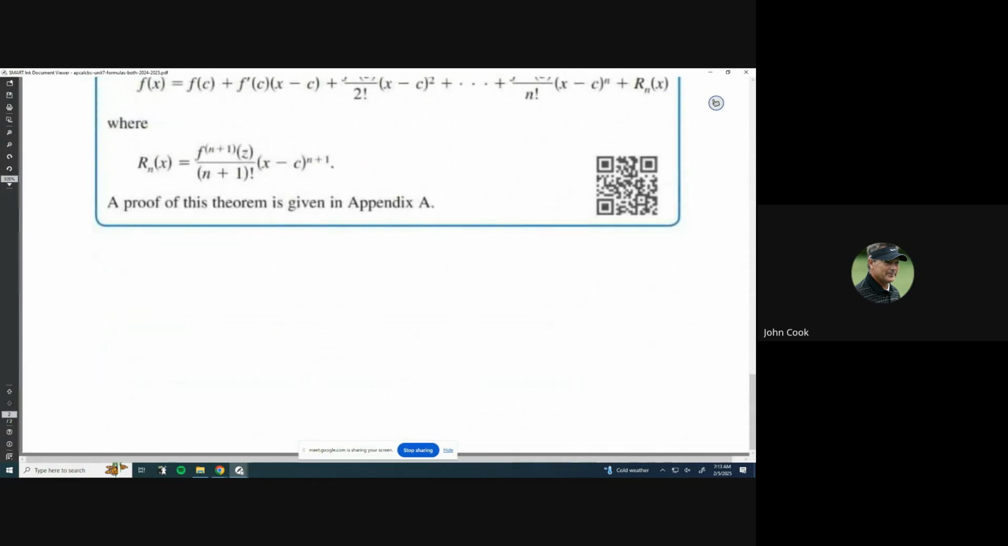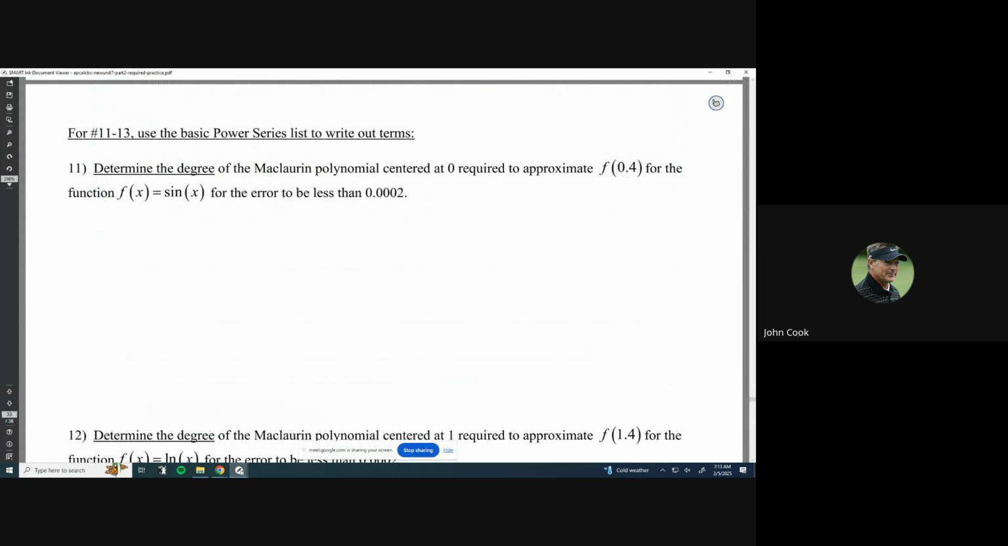So you just got to know that the error amount that you're going to have, either if you're using the alternating series test and the error for alternating series, or if you're using a Taylor expansion, it's going to be the first neglected term. That's going to be your max, the maximum amount of error that you can have.